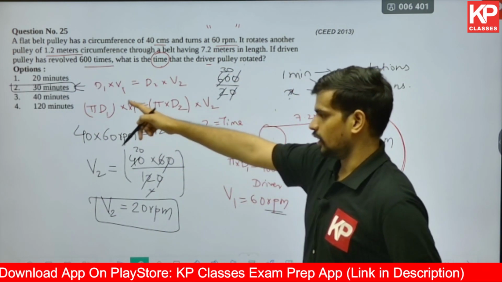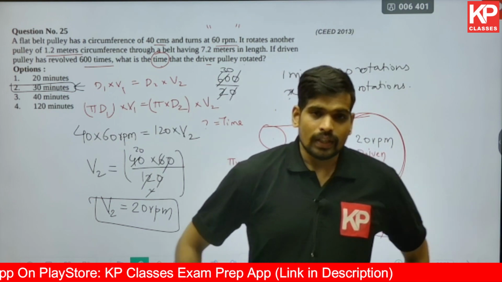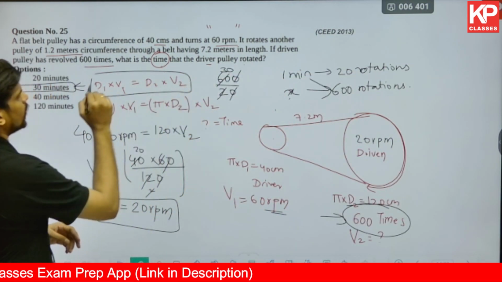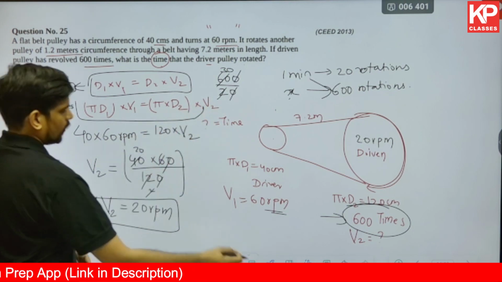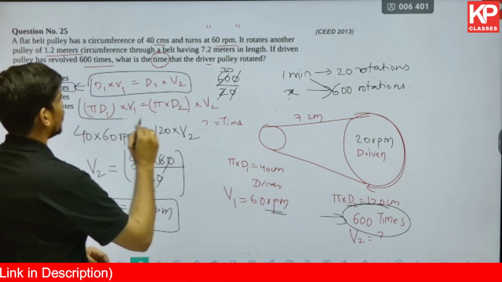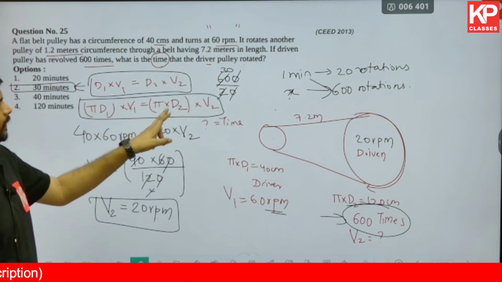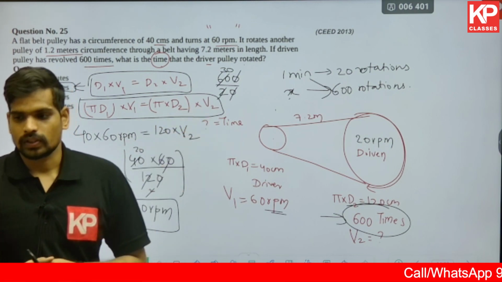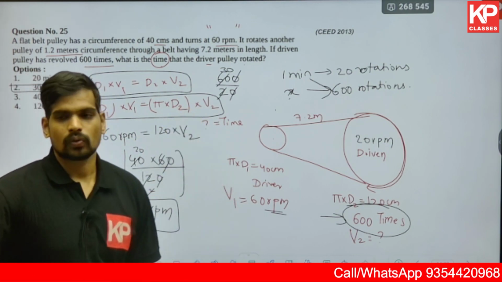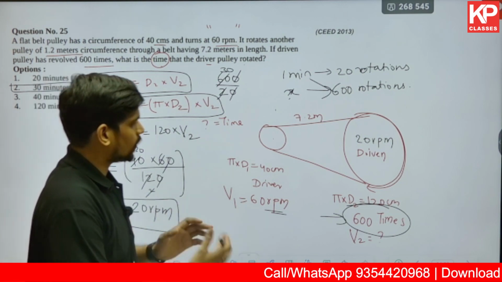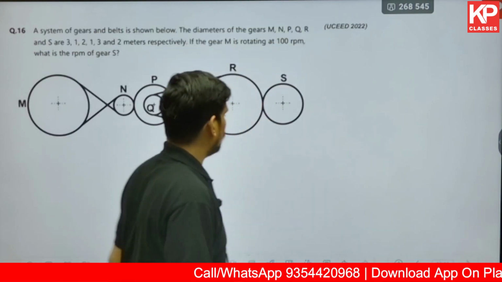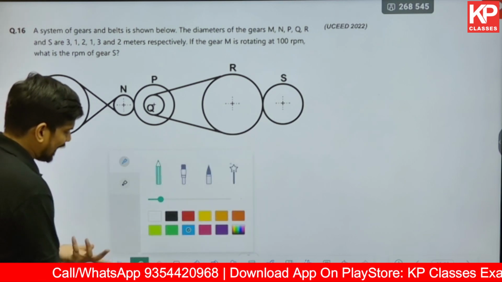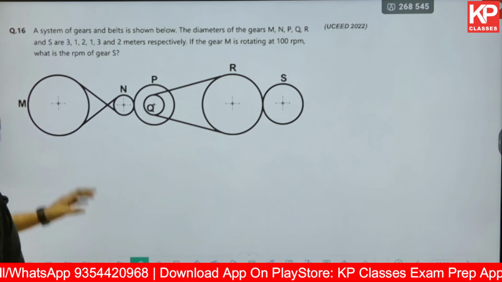So the only concept we are applying over here is this: d1 into v1 is equal to d2 into v2, or the circumference of the first disk into rotational velocity of the first disk is equal to the circumference of the second disk multiplied by the rotational velocity of the second disk. So this is how you solve the questions related to belt driven disks. Let us now move on to the next one with respect to rotation, the gears and belt driven pulleys itself.